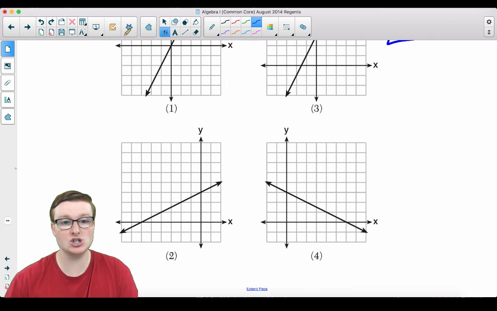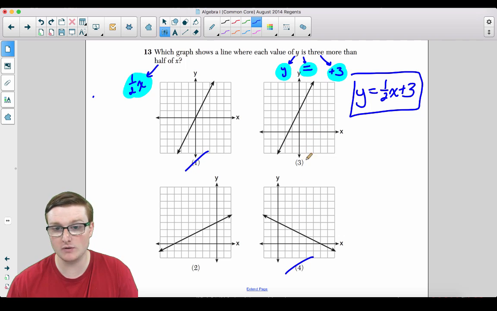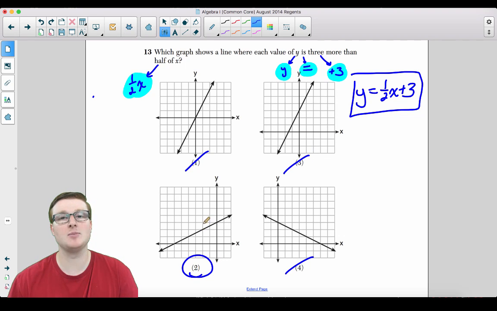And the only one that shows the line y equals 1/2 x plus 3: get rid of choice 1, that doesn't have a y-intercept of 3. This is a negative slope, and this one has a slope over here. Choice 3 has a slope of 2. Choice 2 is the answer. Up 1 to the right 2, and has a y-intercept of 3. And that's how you do that question.